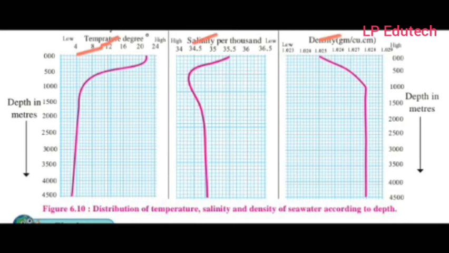And on both sides, we have the depth given in meters, from 500 meters to 4500 meters. Here we have temperature, salinity and density given on the top, and here we have a curve. So with the help of this curve, we are able to find the differences between the three, and how the graph is decreasing.